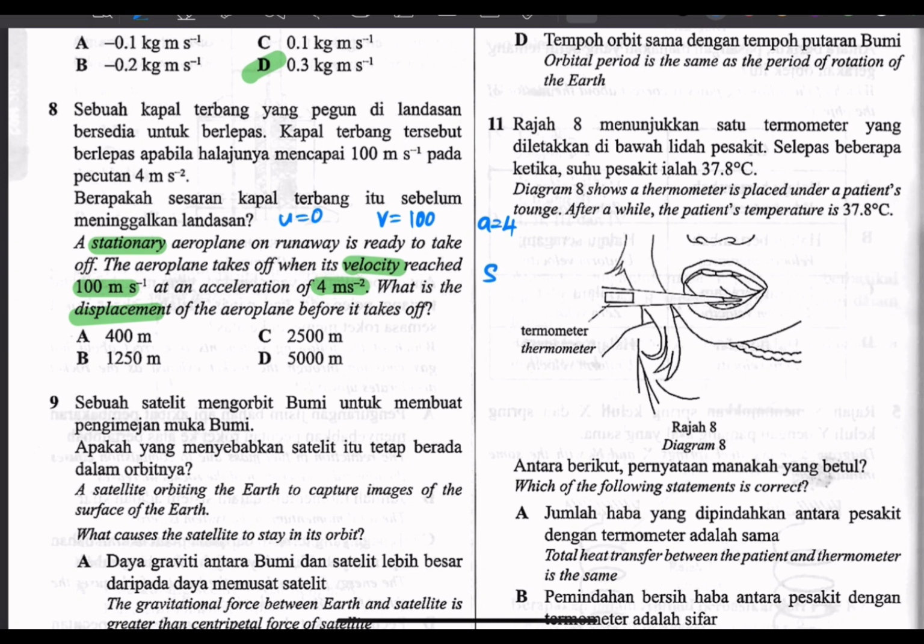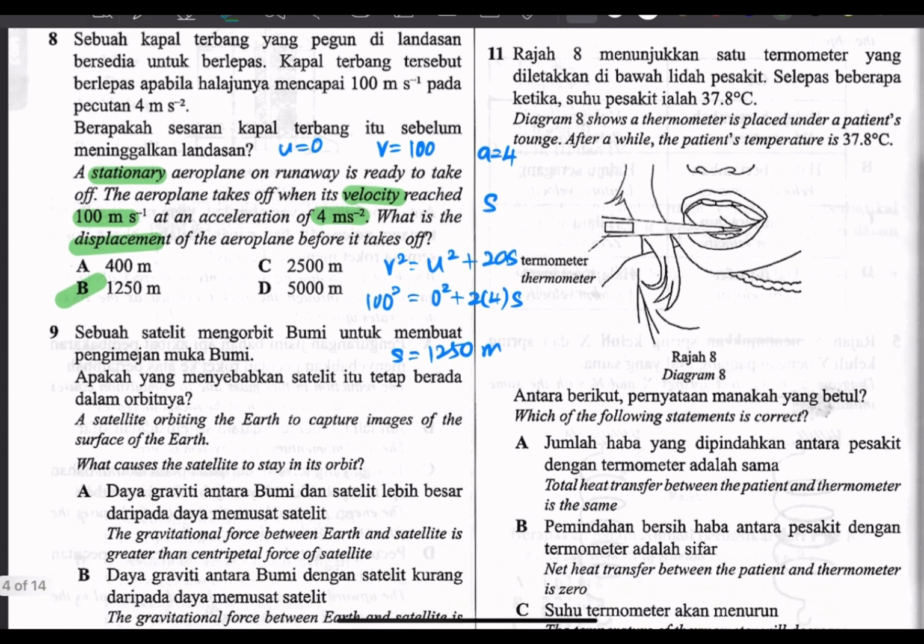So based on the information, we can use the linear motion equation. One of them is v squared equals u squared plus 2as. So we just substitute in all the values. And the formula will be given. You can check the formula list. So the displacement.